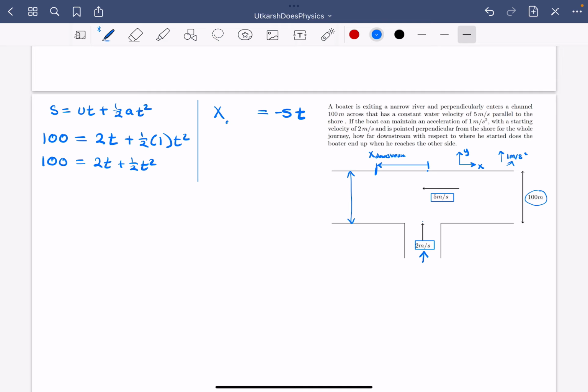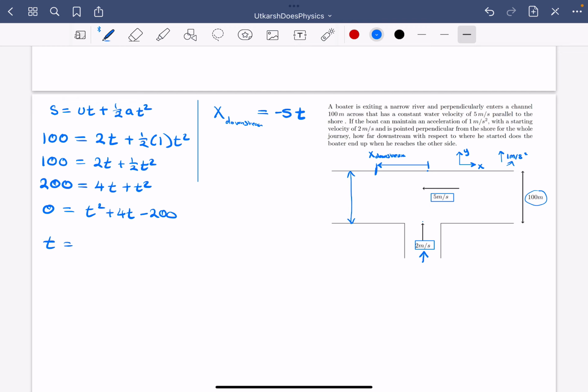So here we go. We want to find out the time it's going to take for the boat to reach 100 meters. So all we have to do is to solve this quadratic equation for t. So let's just go ahead and do that now. We get 200 is equal to 4t plus t squared. I'm going to bring the 200 over on the other side. And now we're going to apply our favorite formula, the quadratic formula, and figure out the time taken.